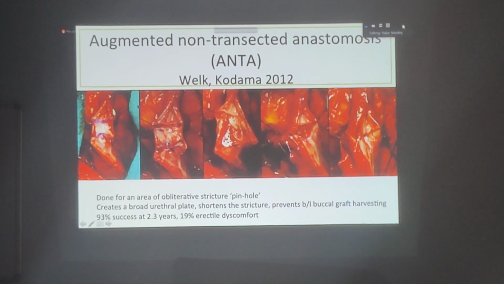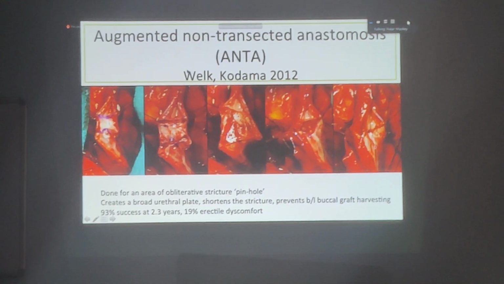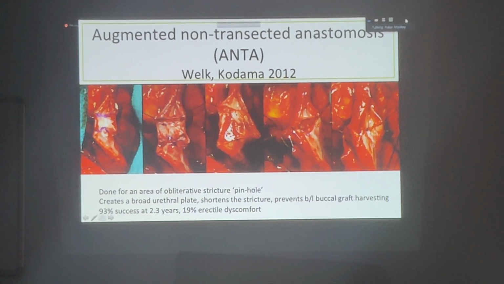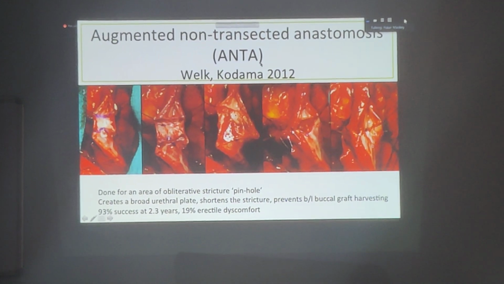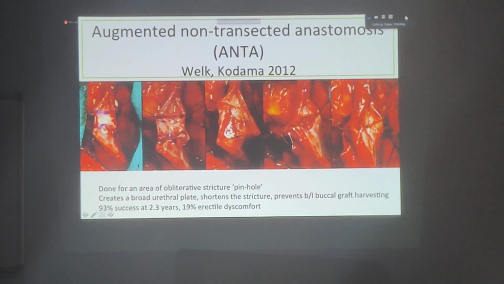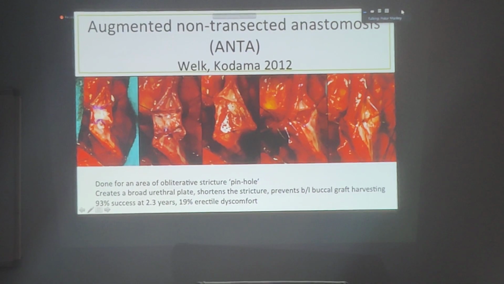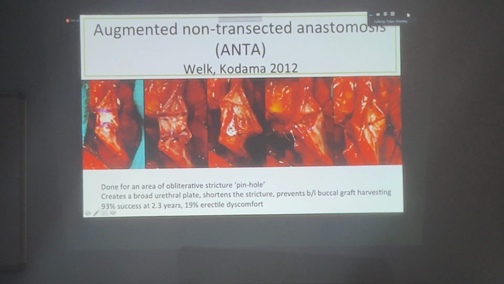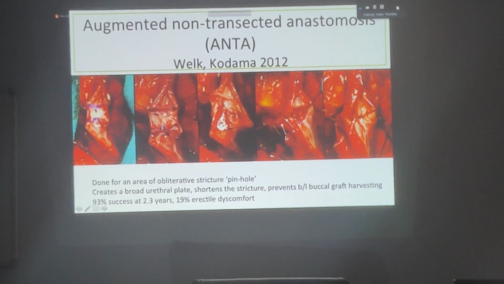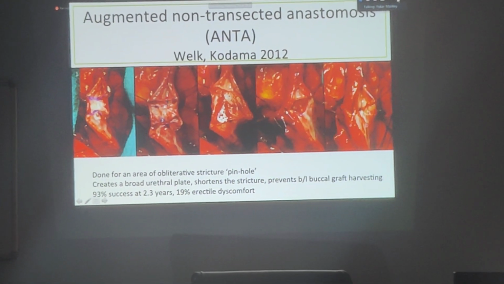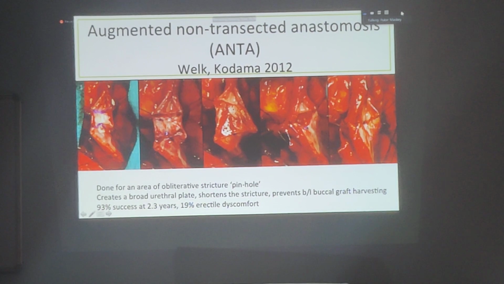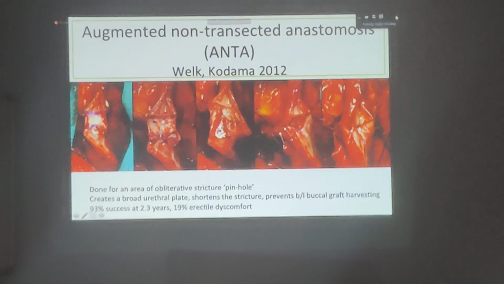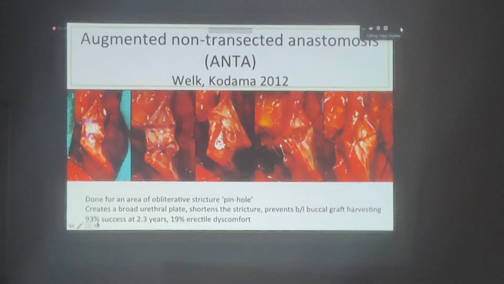So in the same theme, Welk and Kodama described the so-called augmented non-transection anastomotic urethroplasty, the ENTA surgery, where for longer strictures which had an area of obliteration, they excise the stricture mucosa and the spongiosum, anastomose the mucosa, and do a graft only dorsally. So they also had a very good success rate.